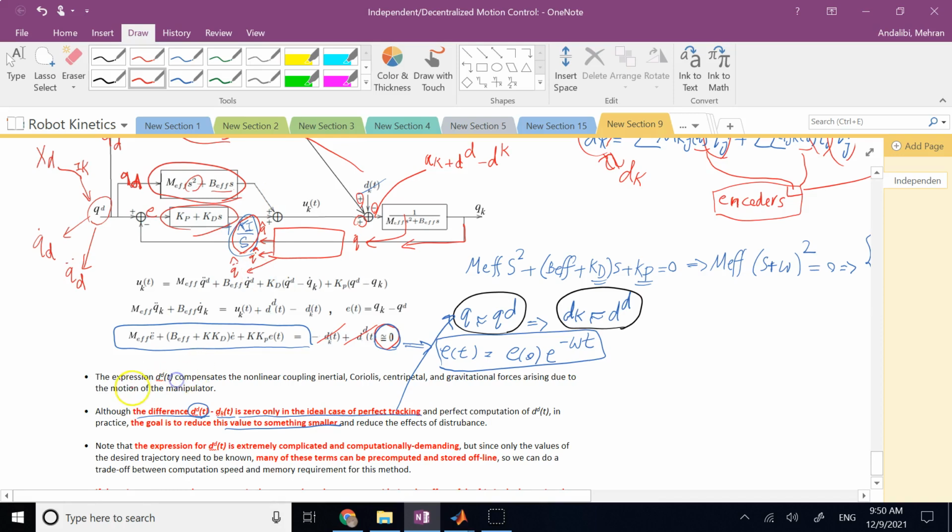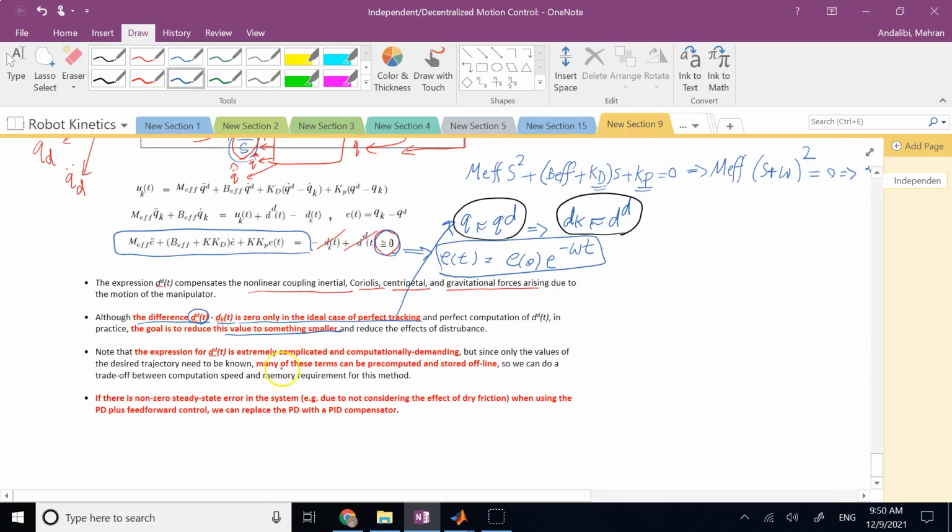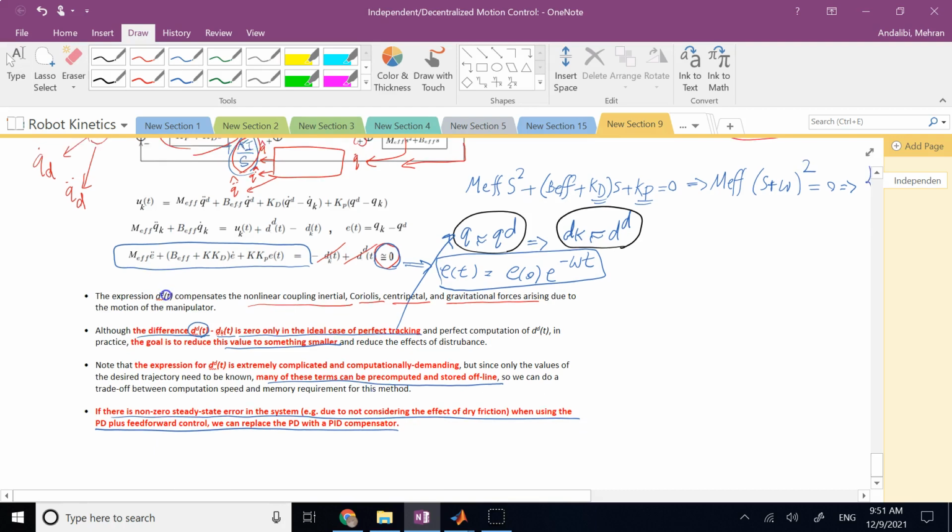Now, you see here, I also mentioned that DD compensates the nonlinear coupling inertials, Coriolis, centripetal, and gravitational forces. That's the goal of that to the best that it can do. And I mentioned that you can do many of these computations of DD offline, not in real time. And I also mentioned when there is a non-zero error, you can use a PID instead of a PD. So I covered all of these topics.